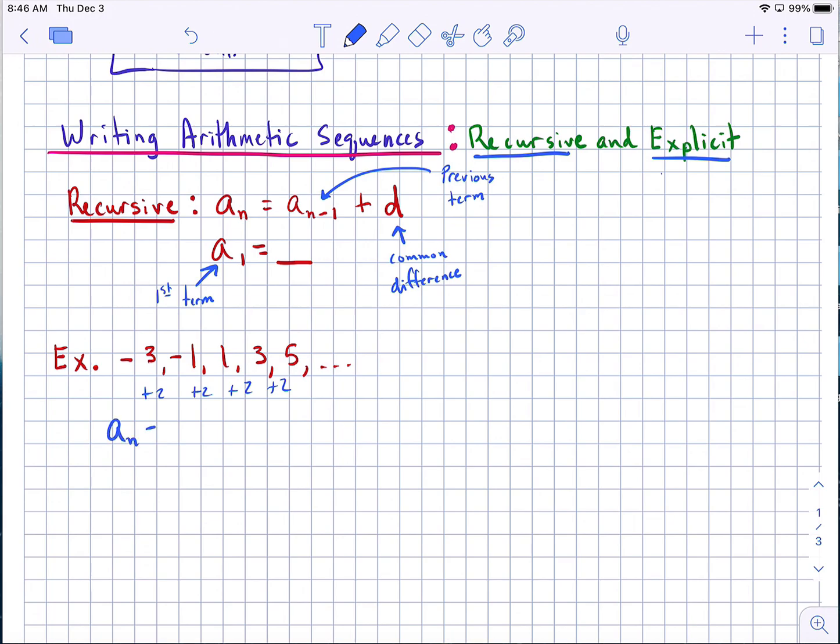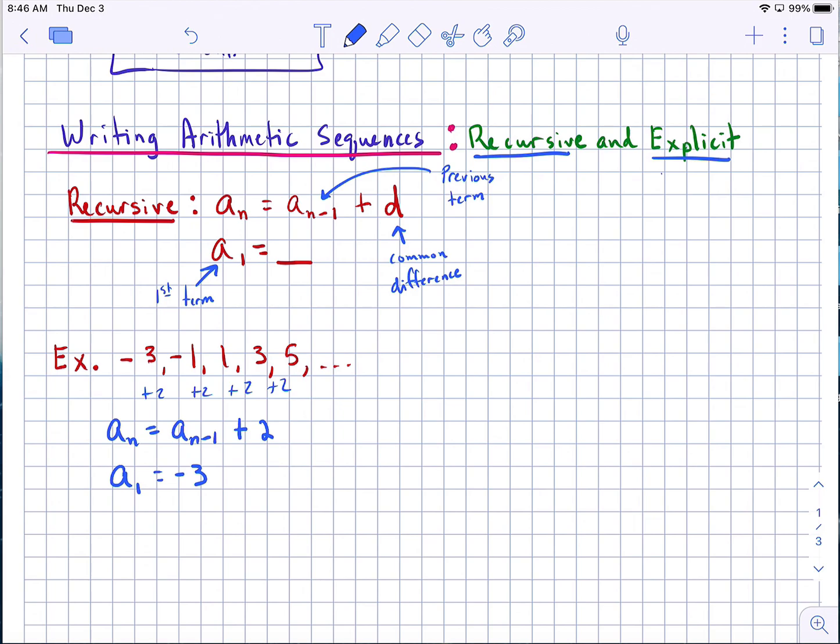A of n equals a of n minus 1, and then our common difference is +2, so it'll be plus 2. And then what is a of 1, in other words, what's the first term of the sequence? The first term is -3. That's my equation for this one. I know the first term is -3, and the plus 2 means I'm going up by 2 every time. Here's how to use it.